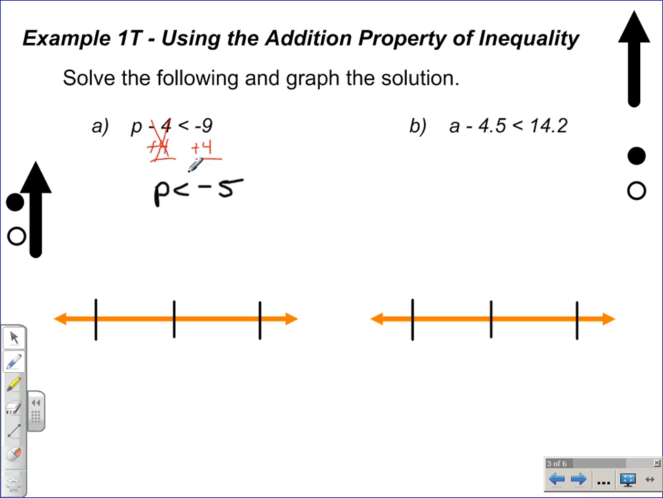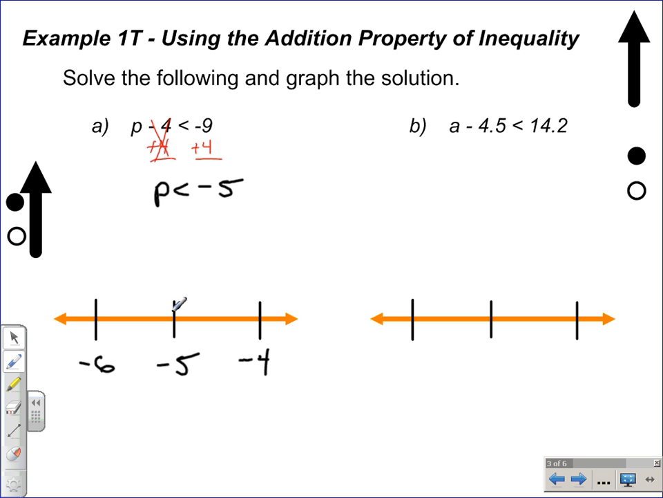To graph this, it's a pretty easy thing to do. You can see I have a number line set up right here, and there are only 3 numbers on it. The middle number is going to be the number we solved for, in this case, negative 5. If you're interested in putting numbers on the left and the right, it's pretty easy. I usually just put one number smaller to the left. One number smaller than negative 5 is negative 6. And one number larger than negative 5 would be negative 4.